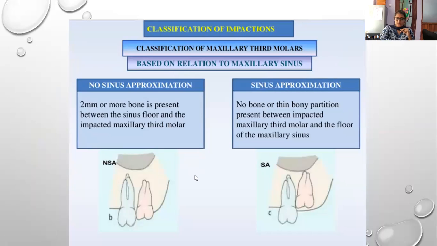Now coming to classification of the maxillary third molar based on the relationship to the maxillary sinus. One, you have no sinus approximation, and the other, you have sinus approximation. No sinus approximation is where there is 2 millimeters or more of bone available between the sinus floor and the impacted maxillary tooth. Sinus approximation is where there is either no bone or a thin partition between the maxillary third molar and the floor of the sinus.